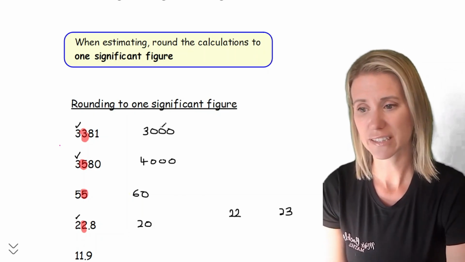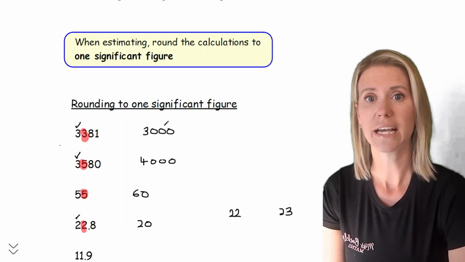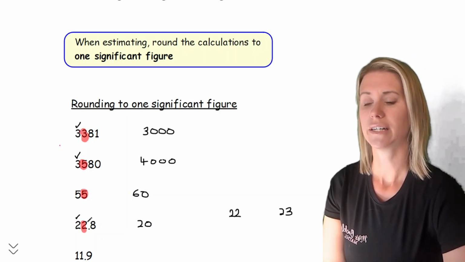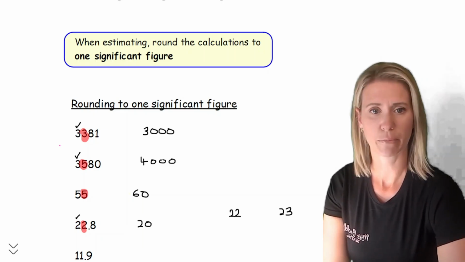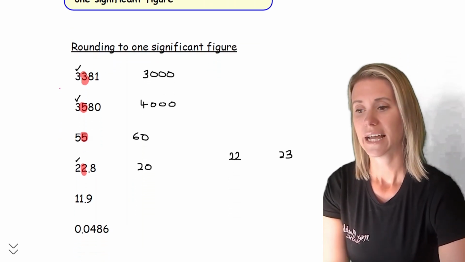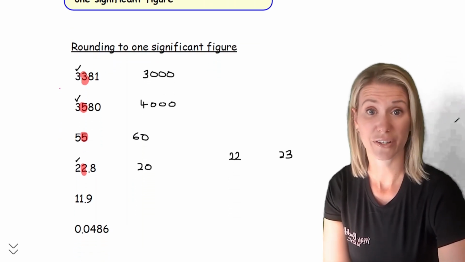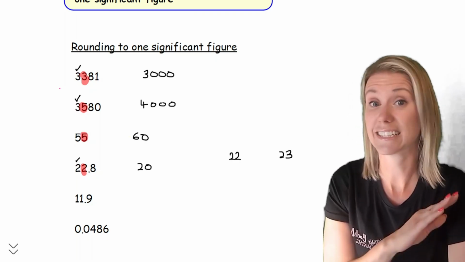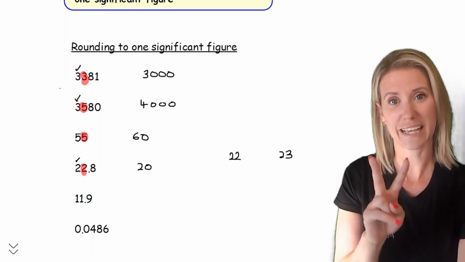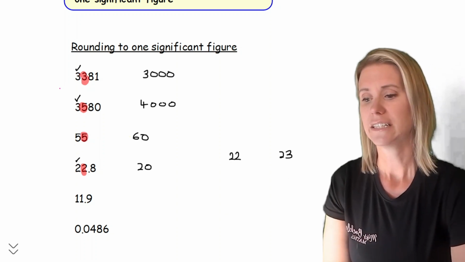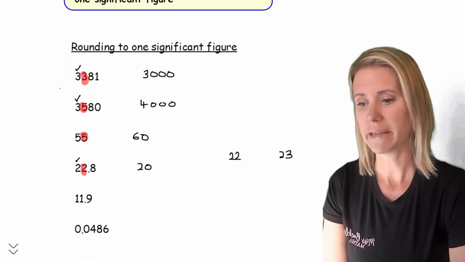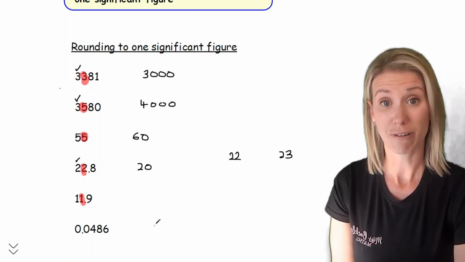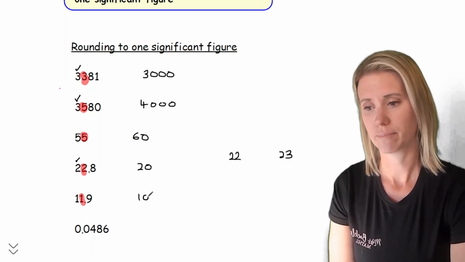So these zeros here are important because they're placeholders. They keep the 3 in that 1,000 column. However, zeros after the decimal point are not required. 11.9 then. So 11.9, is it 10 or is it 20? It is not 11 or 12 because once again that would be 2 significant figures. So is it 10 or 20? Because the number after the first significant figure is a 1, we're rounding down to 10.